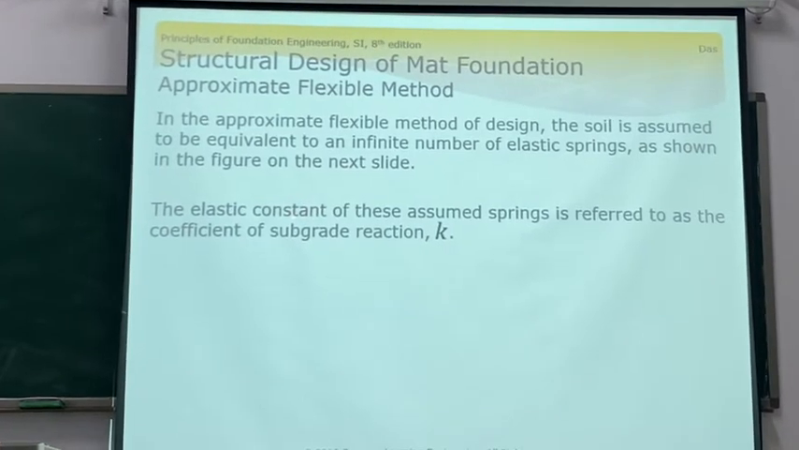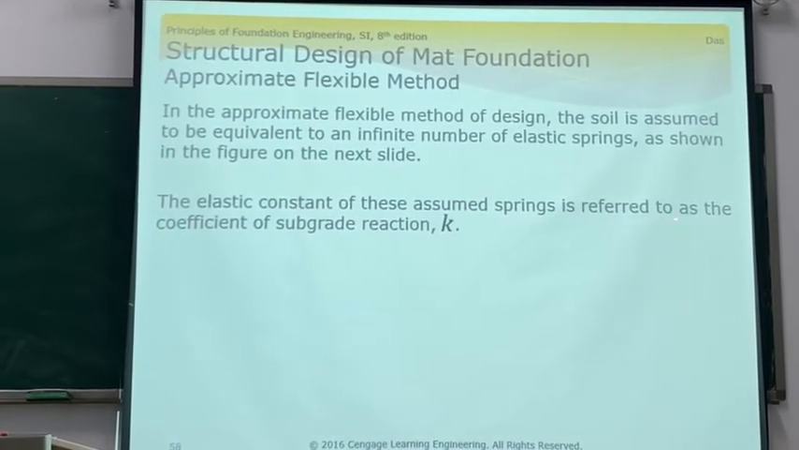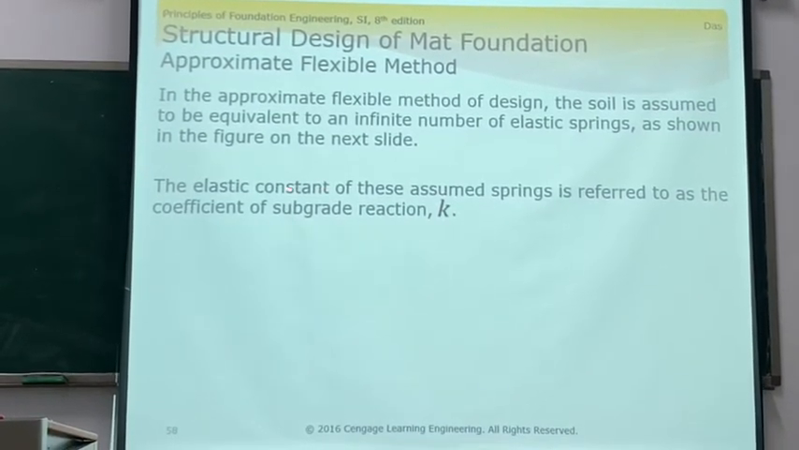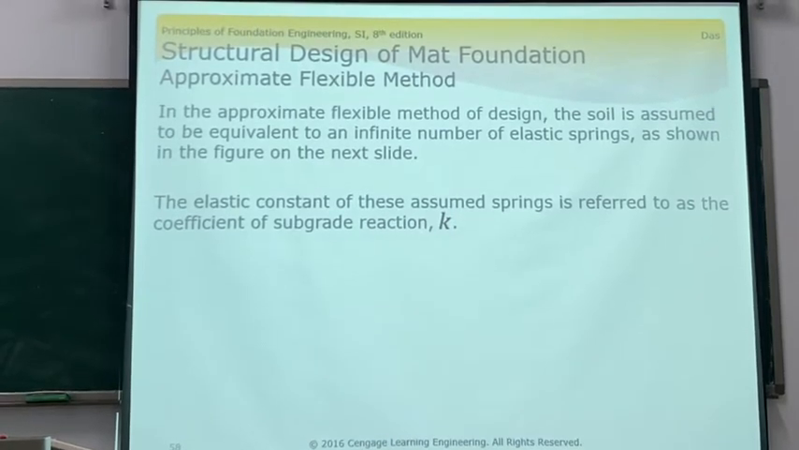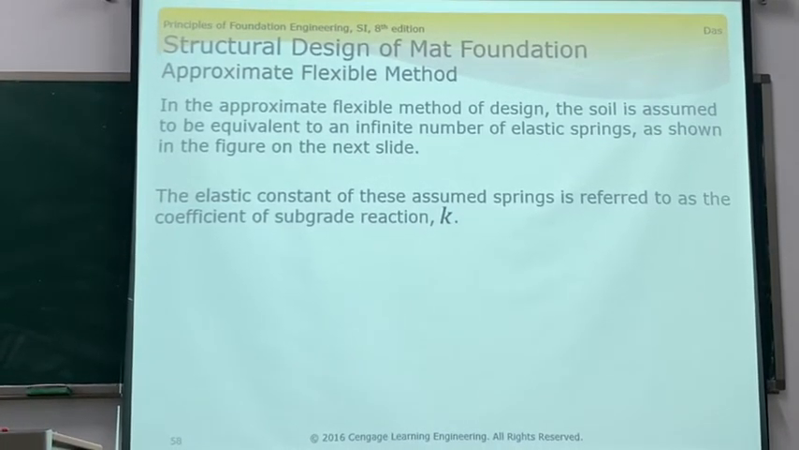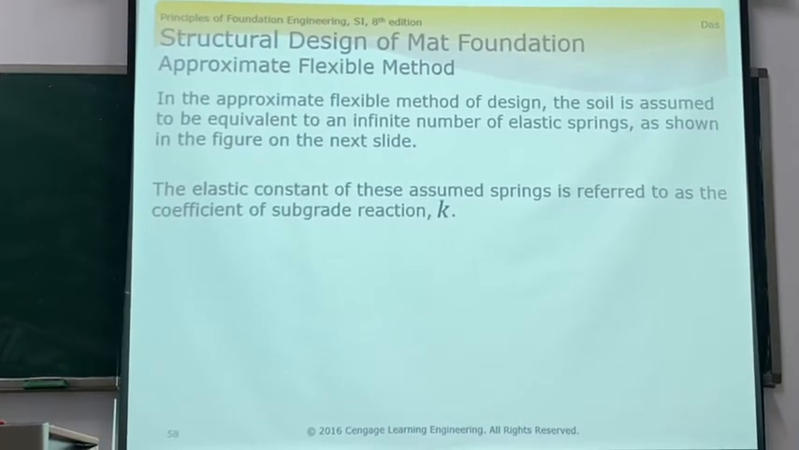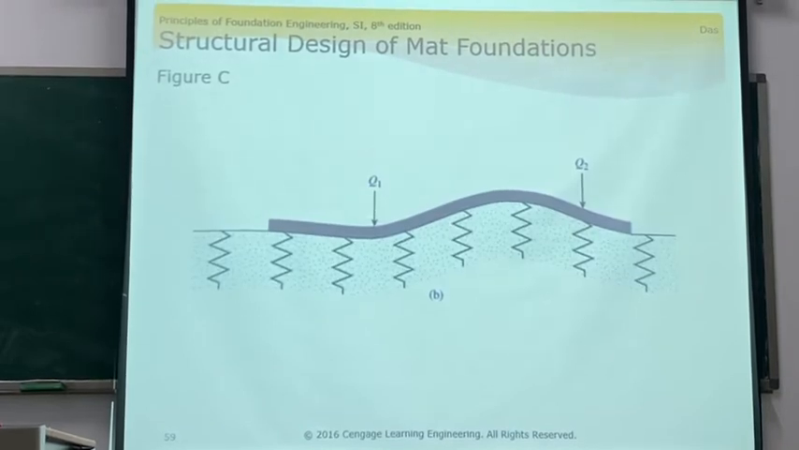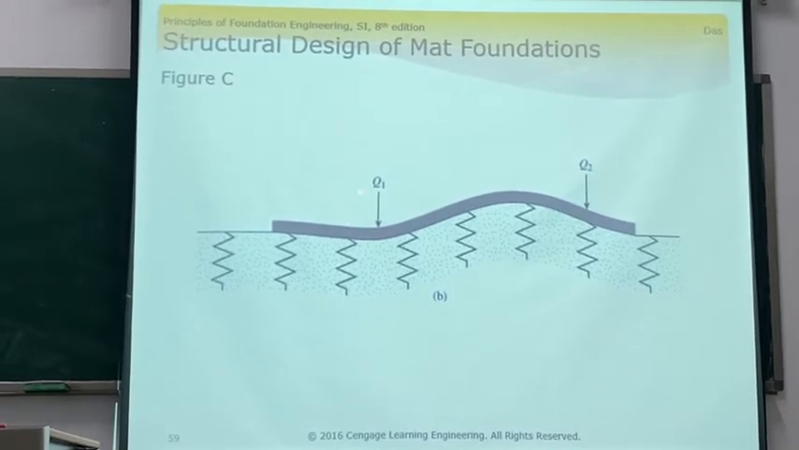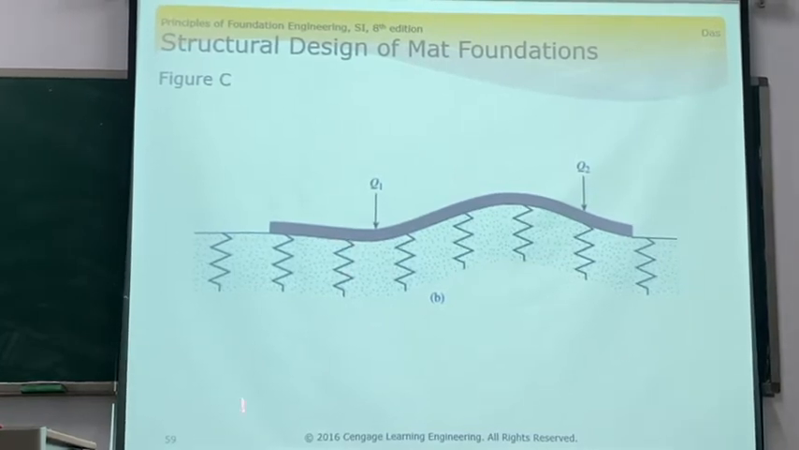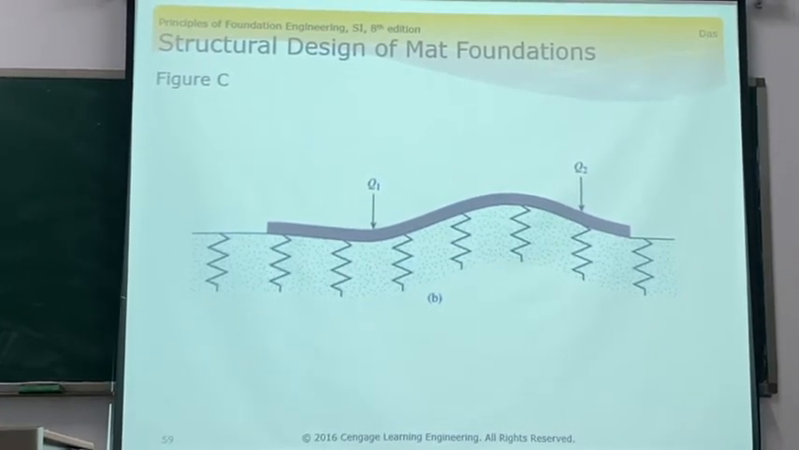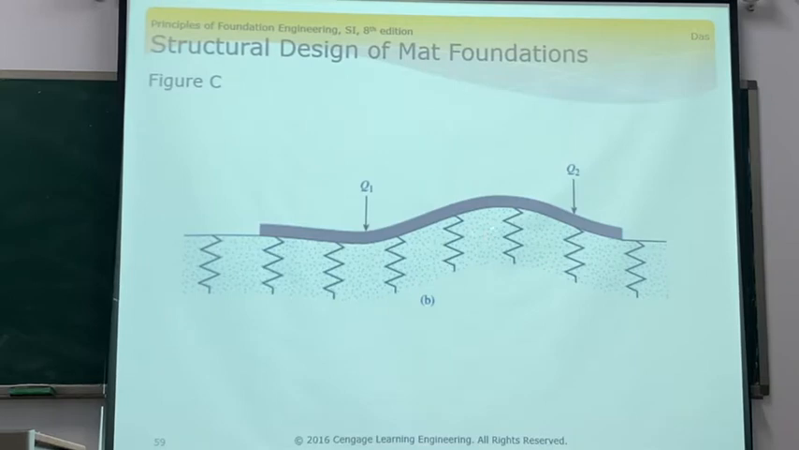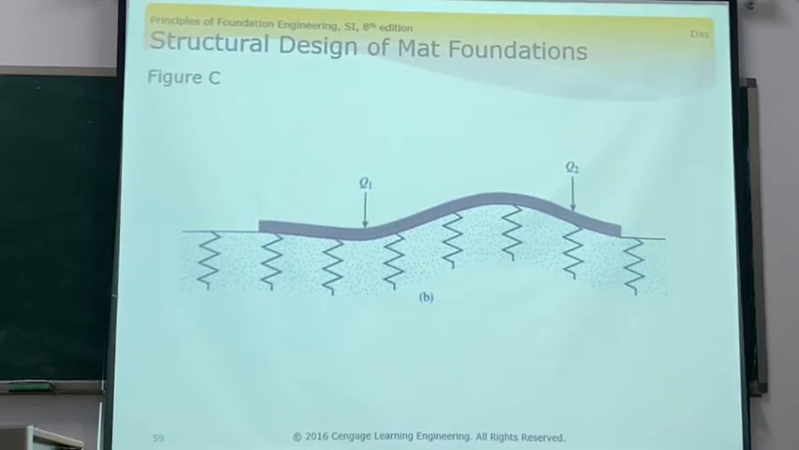The elastic constant of this assumed spring is referred to as the coefficient of subgrade reaction, k. It is the factor of the spring. This number is based on the material of the soil. If you give a load Q1, the spring will go down and have settlement. In another place, if there is no load, there is no settlement.